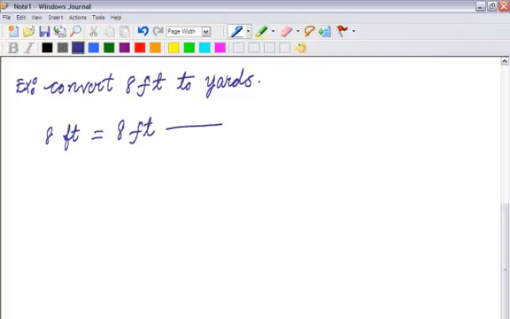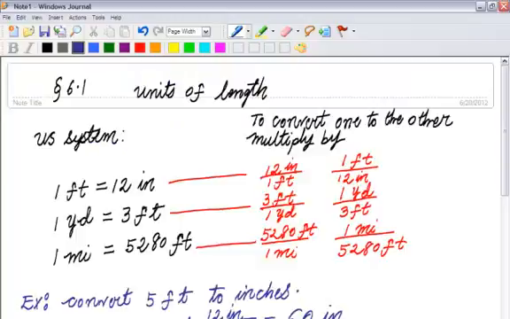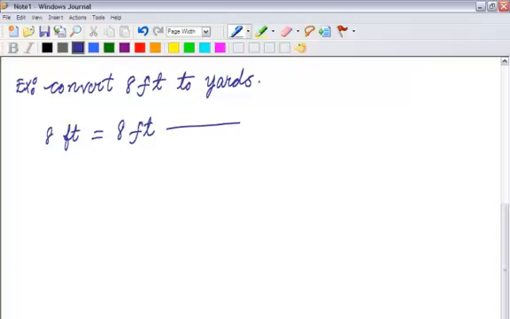Now note that I am trying to convert feet into yards. So look into your formulas. Do I have a direct formula, a direct relationship between 1 yard and 3 feet? Okay, so I have that. I'm going to convert feet, so I'm going to put feet in the denominator, and I want to convert to yards, so I'm going to put yard in the numerator.